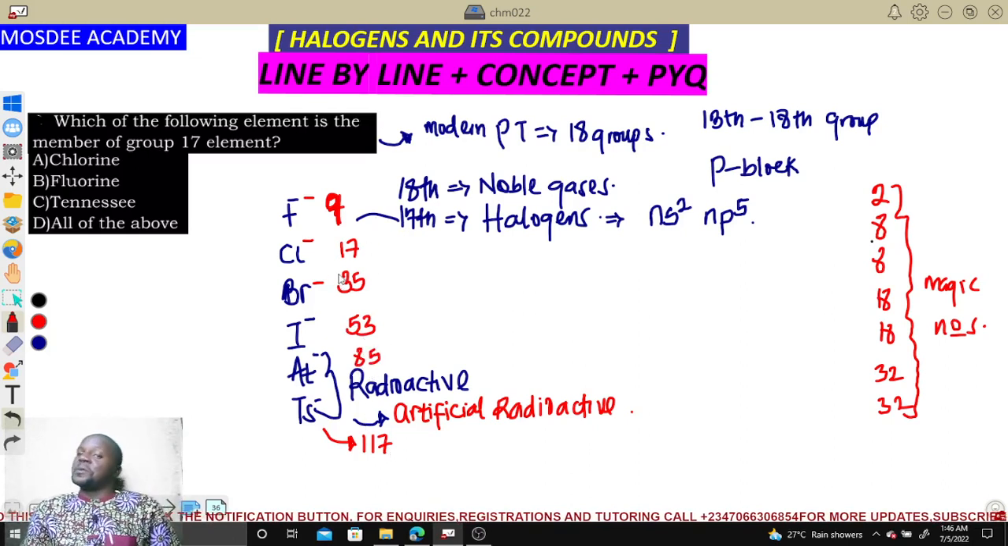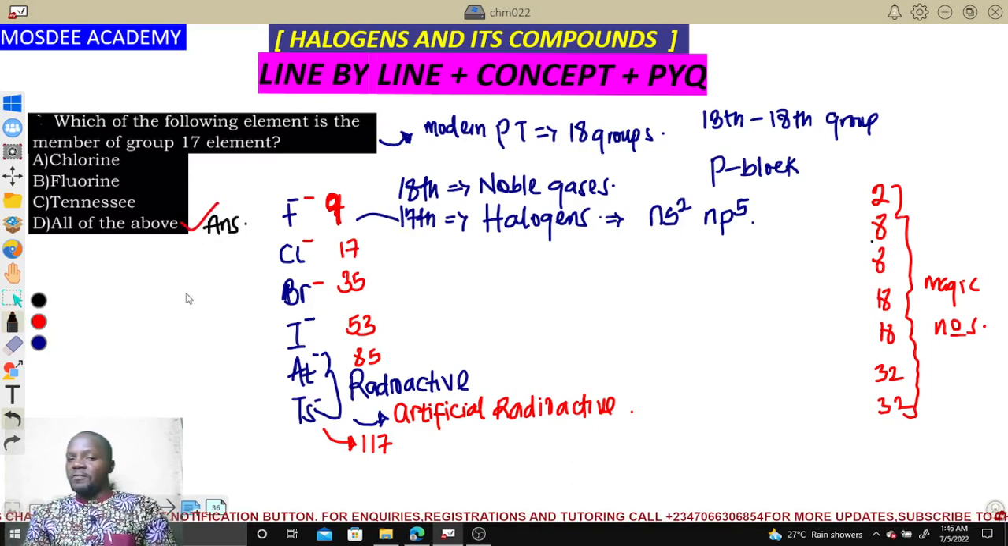And that is the atomic number of each of the members of group 17. So, answering this question, which of the following elements is a member of group 17? Chlorine is there, fluorine is there, Tennessine is there. The answer to this first question is all of the above. So we move to the next question.